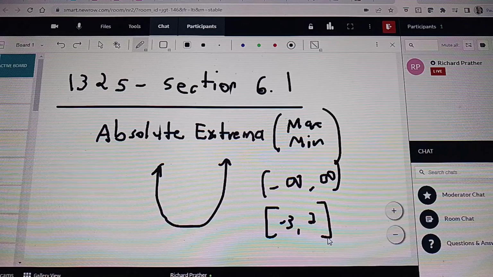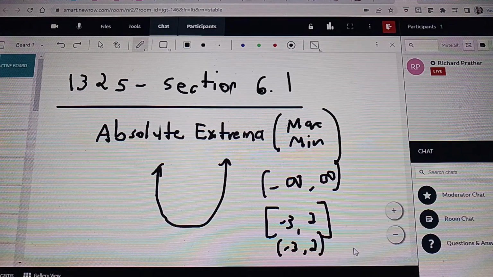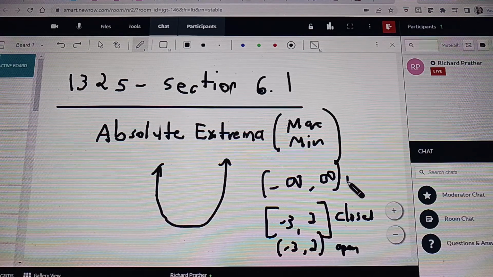So intervals can be open, closed, or infinite. If I do -3 to +2 with parentheses, then it's an open interval. And that means you don't actually get to -3 or 2. You just get really close, like 1.99999. So that's an open interval. This is a closed interval. And an infinite interval can be infinite both ways or infinite one way or the other.